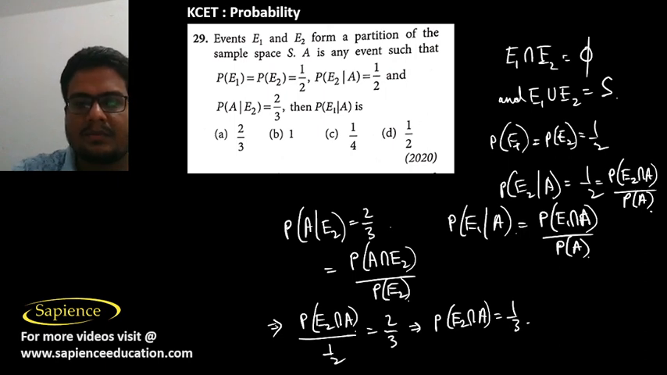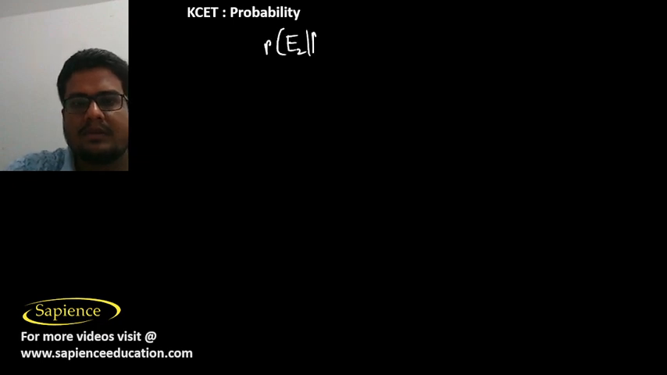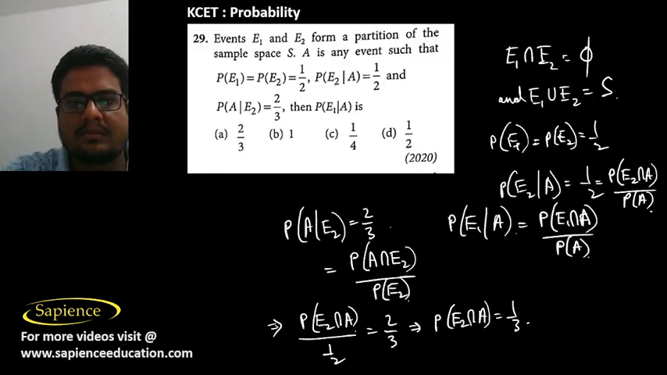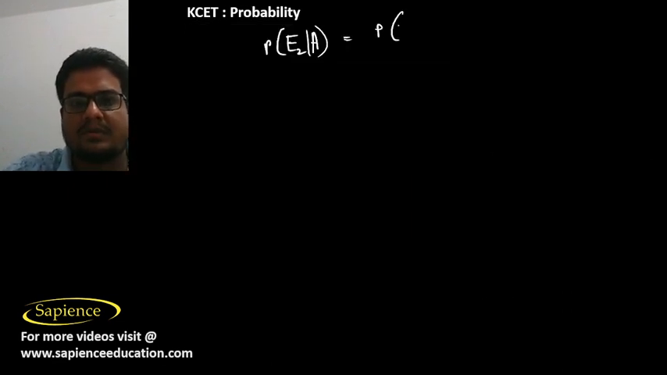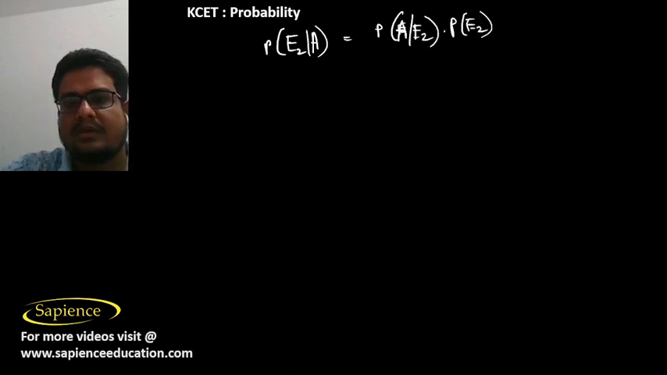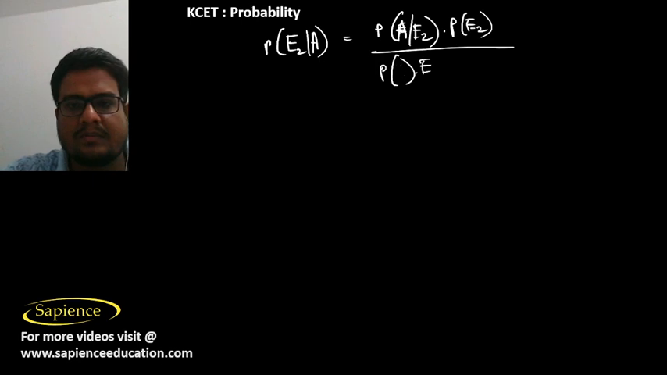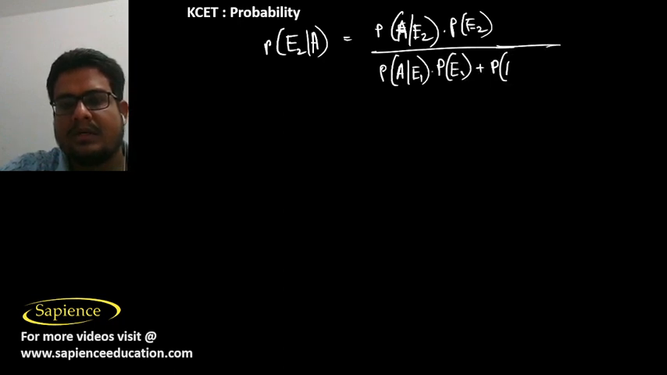Now, therefore, here we can say that P of E2 given A, where we can apply the Bayes theorem, is equal to P of A given E2 into P of E2, divided by P of A given E1 into P of E1 plus P of A given E2 into P of E2.